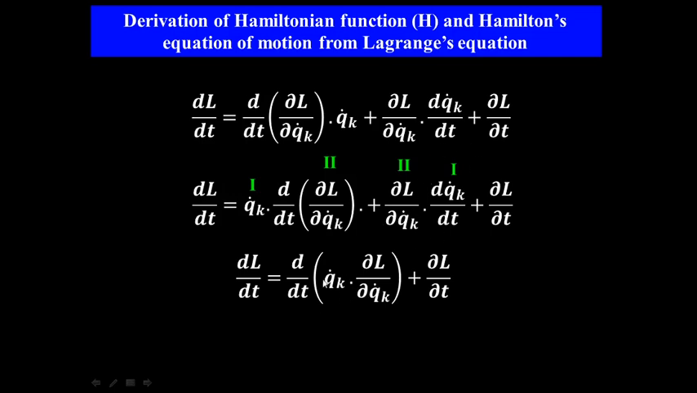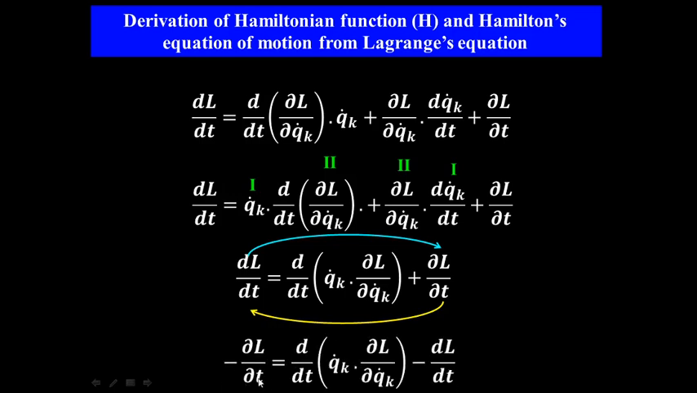Okay, now we will shift this del L by del t to the left hand side, and dL by dt to the right hand side. So after shifting, here we have minus del L by del t, and dL by dt we have shifted to the right hand side, so minus dL by dt.